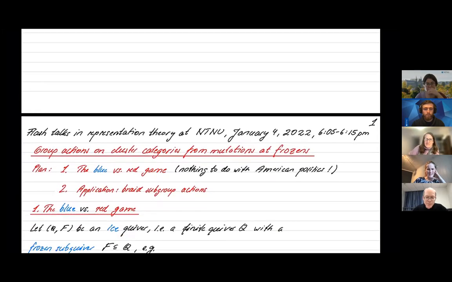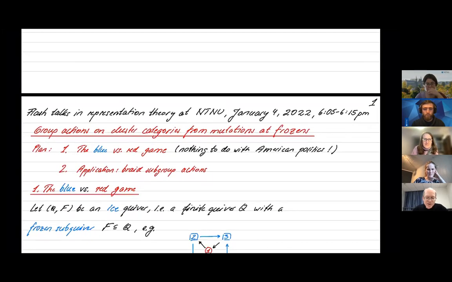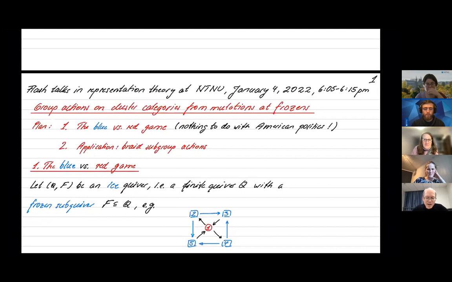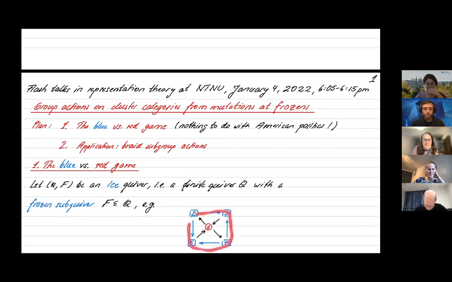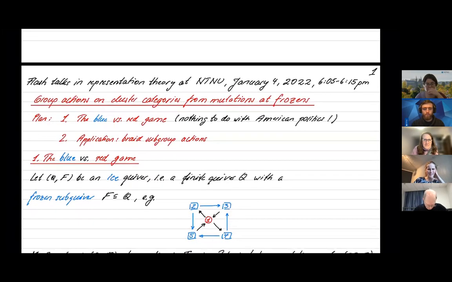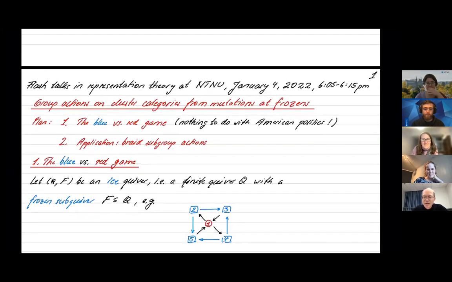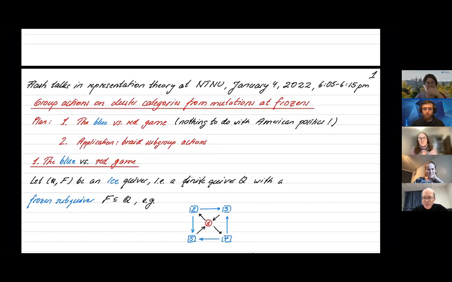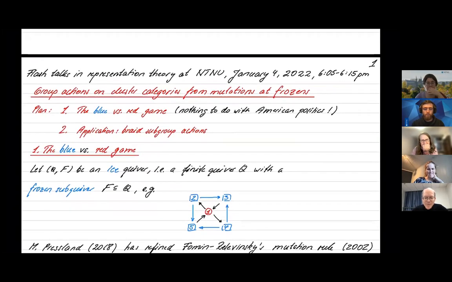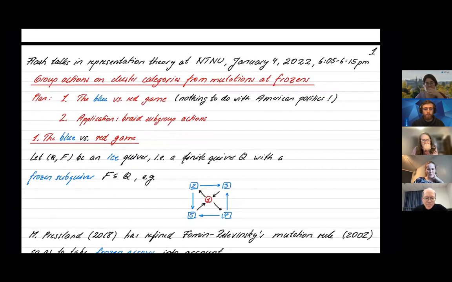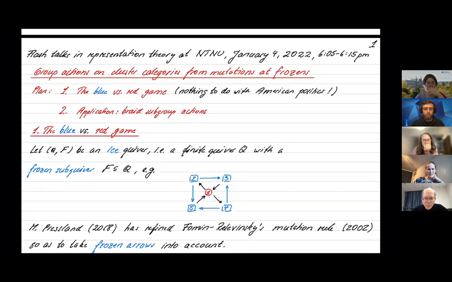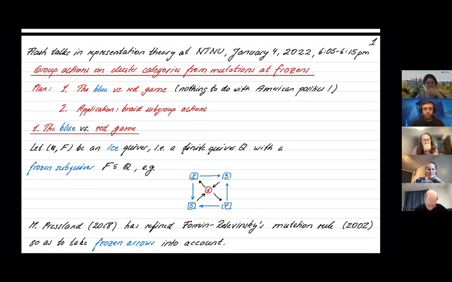Well, that's just a quiver with a distinguished subquiver denoted by F and drawn in blue, the frozen subquiver. Now, as you know, Fomin-Zelevinsky introduced mutation of quivers at non-frozen vertices, but in their definition, they neglected the arrows between frozen vertices. And recently, Matthew Pressland refined their rule so as to take into account the frozen arrows, the arrows between frozen vertices.